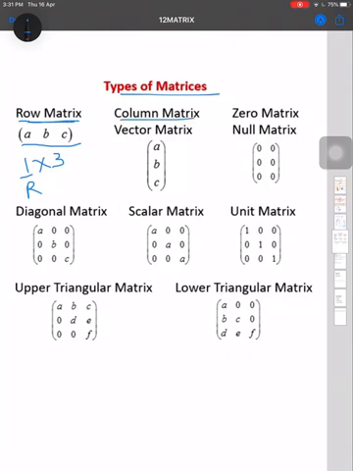Now next one is column matrix. Column matrix is if there is only one column. You can see the order of this matrix. How many rows are there? 3 rows. Sorry, this is a row, this is also a row, this is also a row. So the order of this matrix will be 3 by 1.